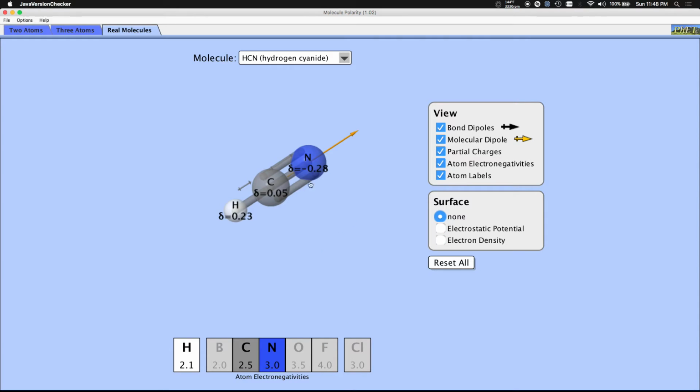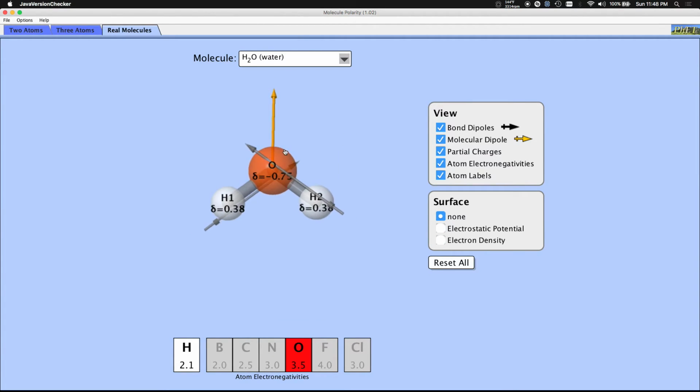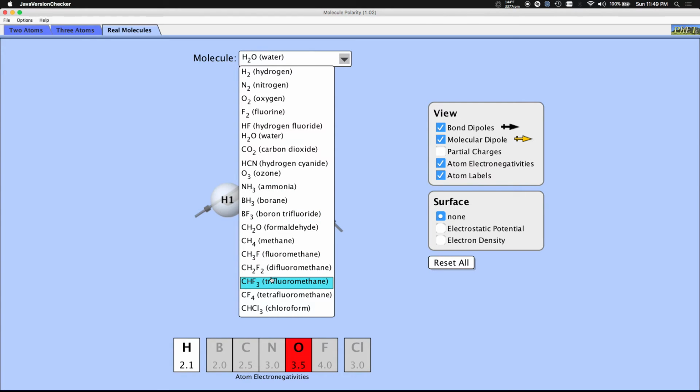So I'm going to get rid of that. Let's look at another one. Let's look at water. Water's a fun one. Basically, oxygen is pulling both hydrogens. Don't worry about the actual numbers here. But if you can see where these arrows are going, the bond dipoles are going towards oxygen, and the molecular dipole is going straight up. We've seen that before.